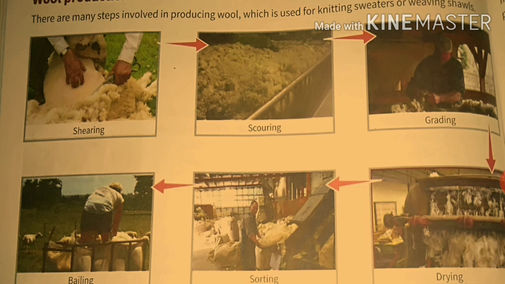So what is a bale? A wool bale is a standard size and weighted pack of classed wool compressed by the mechanical means of a wool press. So these bales are made by pressing the wool. This is done through a wool press. We press the wool so that it gets compressed, and then it is packed in compressed form, which we call bales.